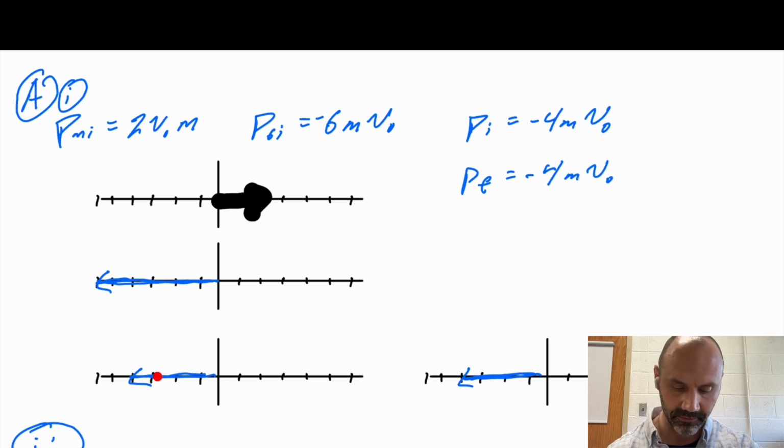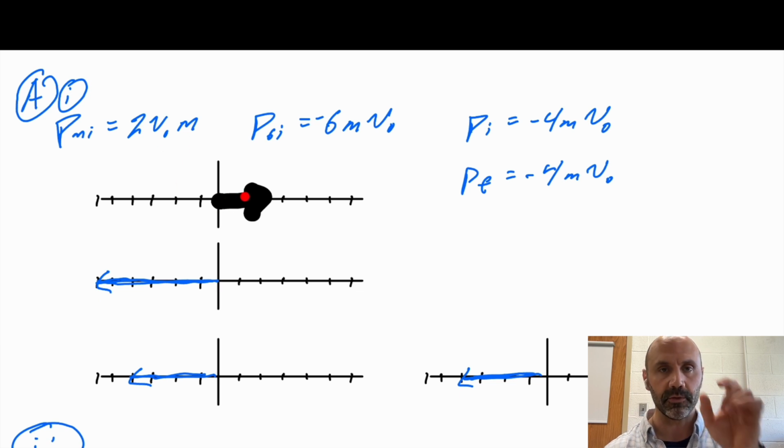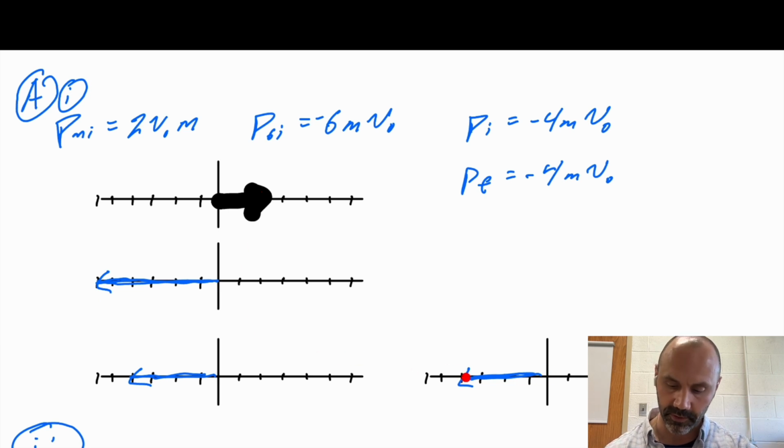So it's just -4, right? And so they set the scale here because you've got 2 mv naught, and so it goes 2 spaces. Each space is just mv naught. So -4 mv naught. So we're going in the negative direction, 4 mv naught.